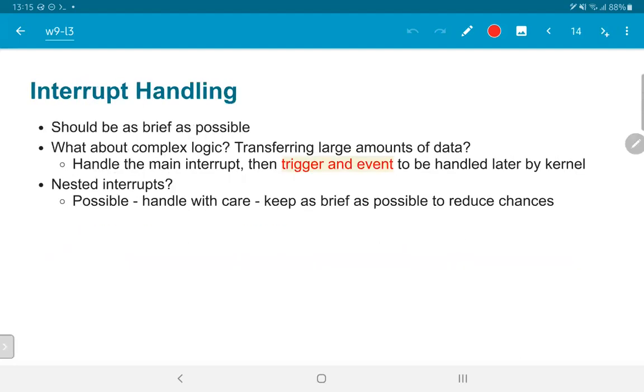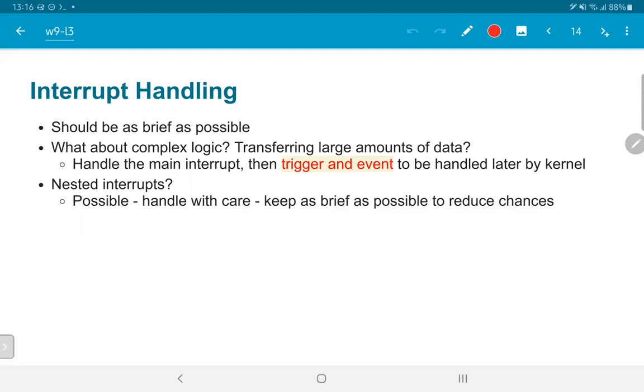Now, all this also leads us to an interesting thought on how to handle interrupts. And the important point to observe over here is that we should try and keep the interrupt handling itself as brief as possible. The reason for this, of course, is that interrupts can happen at any time. By their very nature, they are asynchronous. They can come in from outside the CPU. And if you're going to take a long time handling one interrupt, there's nothing preventing another interrupt from coming along.